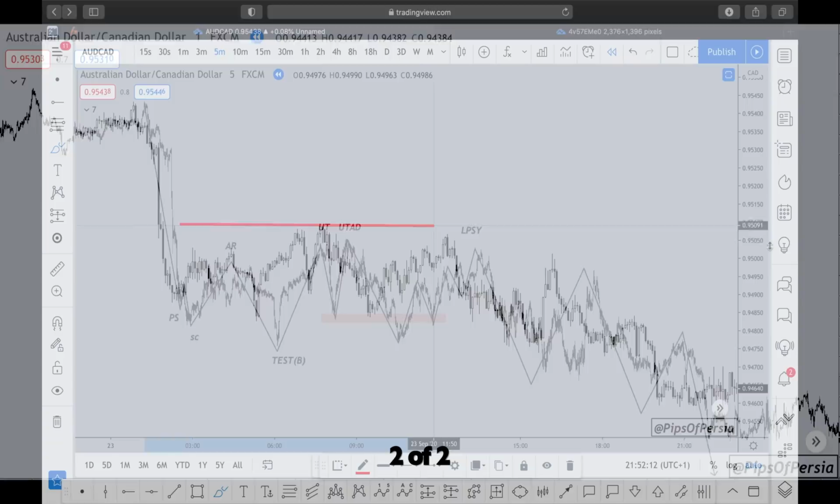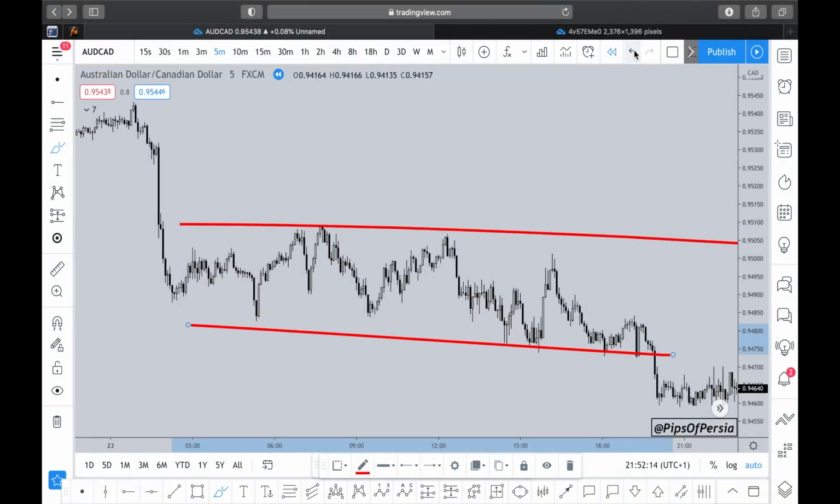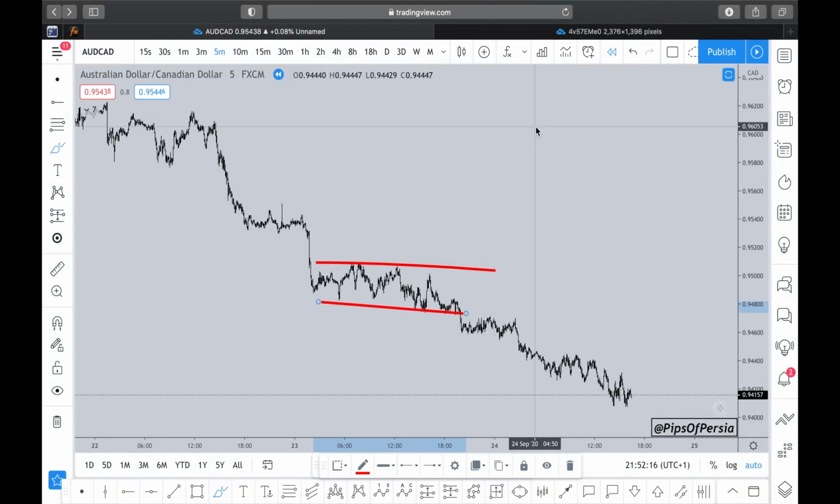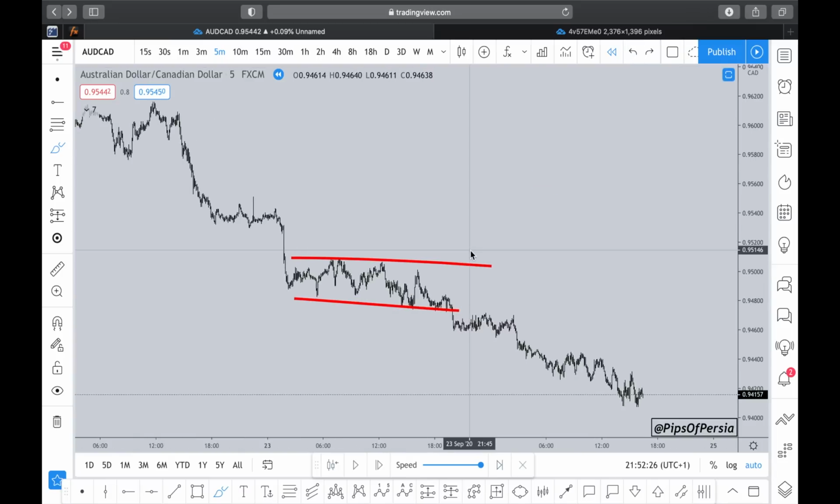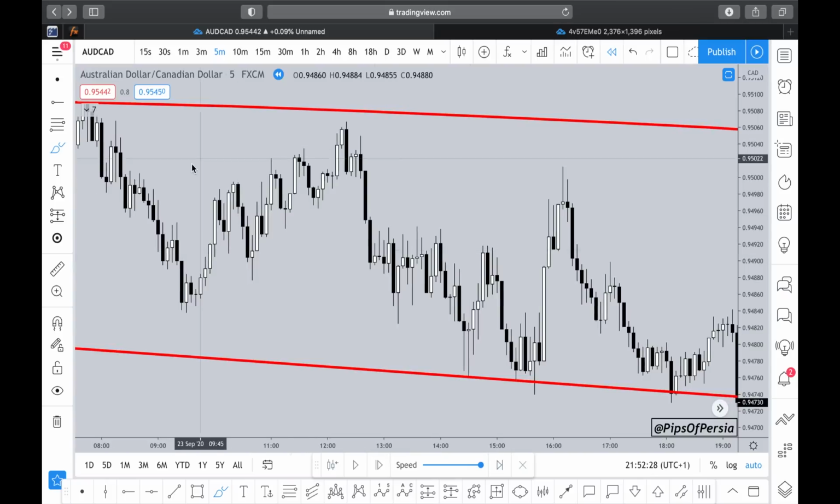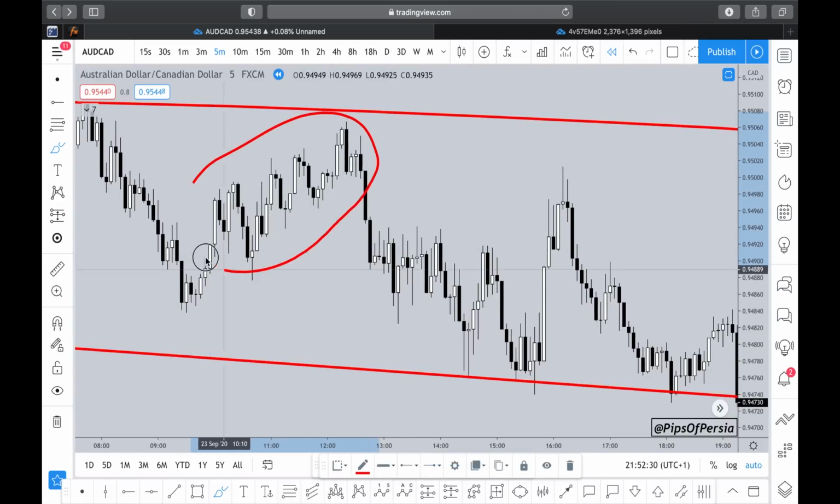The same way that this whole range over here was a redistribution, or with another perspective, it would be a drop, base, drop, or an area of supply on the higher time frame. It's the same thing, right? But within that redistribution, you had an example of a normal distribution over here as well.